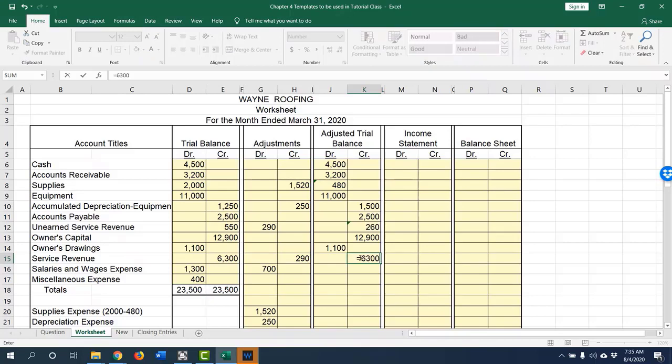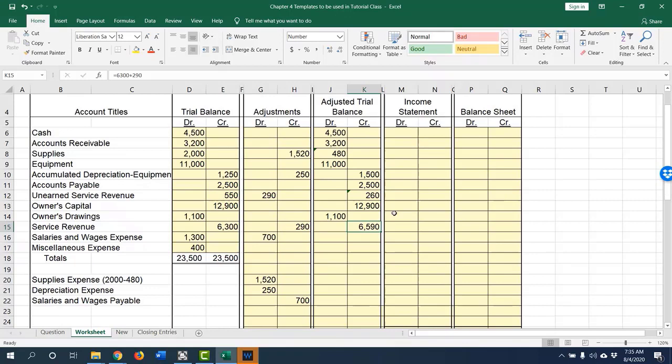Now the balance will become 6,300 plus 290. So the new balance of our service revenue will be 6,590, on the credit side, because revenue normally has a credit balance.